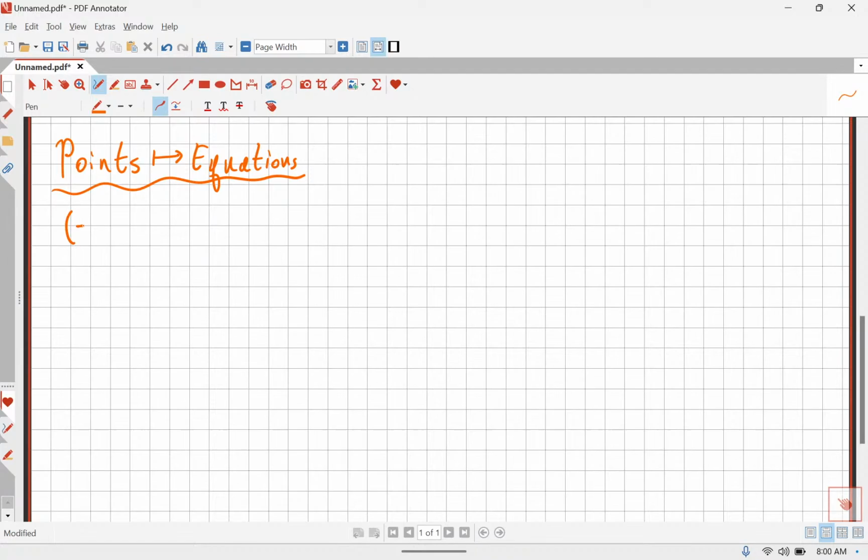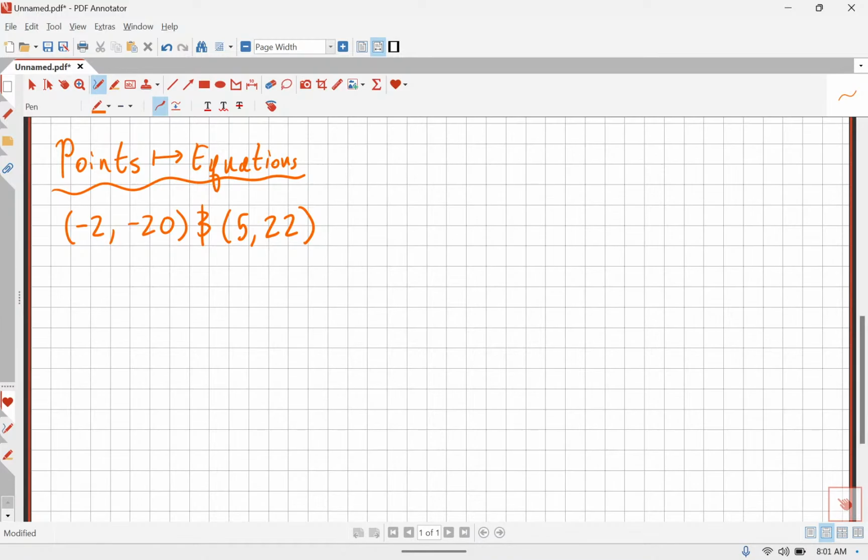So for instance, negative 2 comma negative 20 and 5 comma 22. So if I want the equation of the line that goes through those 2 points, you can kind of visualize that. If I go left 2, down 20, put a dot, right 5, up 22, and put a dot and connect them with a line, that line's going to have a slope and a y-intercept.